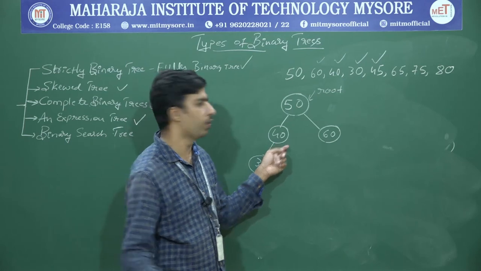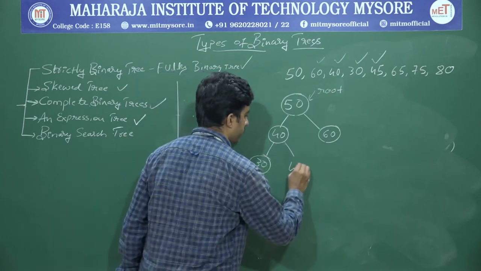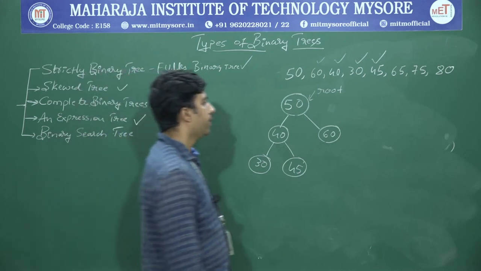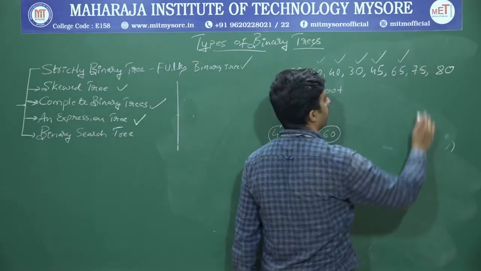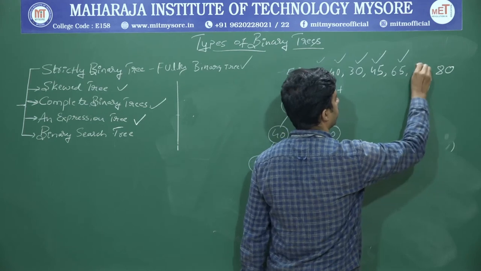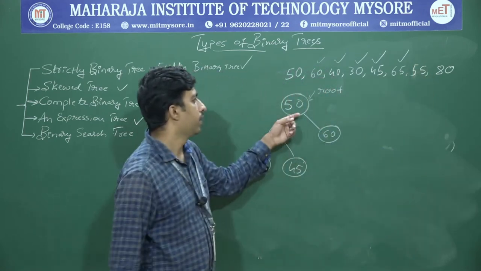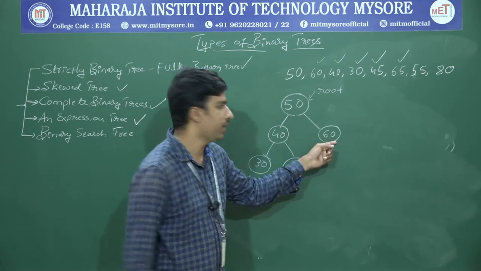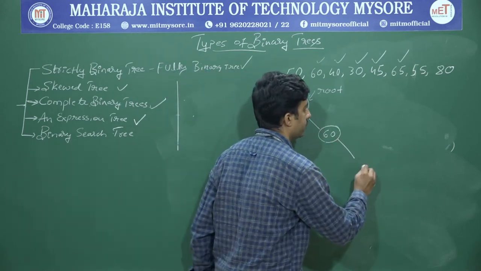Where is it supposed to go? Move towards the right of it. Now we have 65. Greater than 50, yes. Greater than 60, yes. Move towards right.